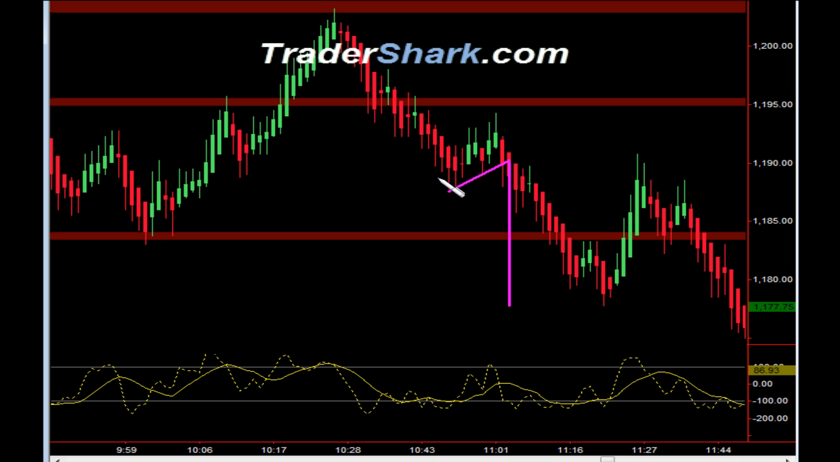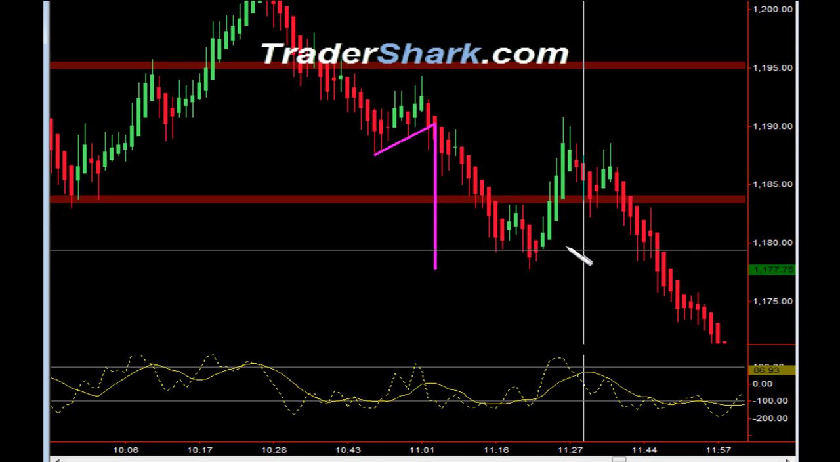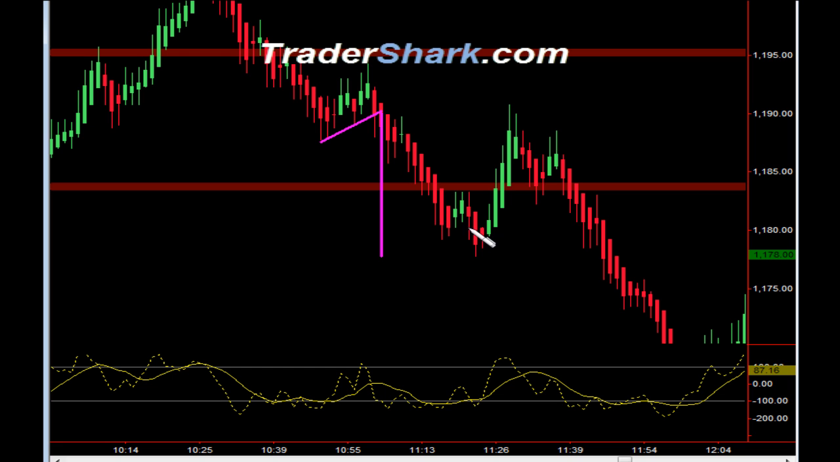Retrace lower, created a hook pattern, take the previous high to the current low, retrace for a hook pattern completion. Blew right through the shark band. Once the shark band is hit once, it weakens it from being hit and tested again. It still remains a valid contended area.